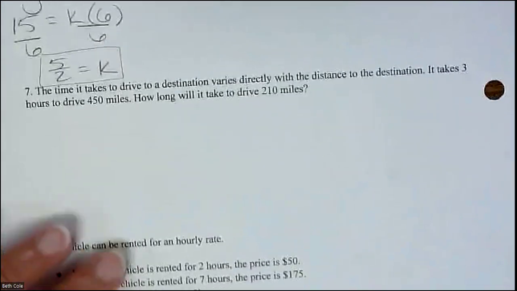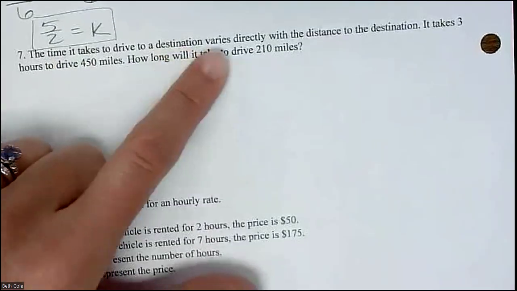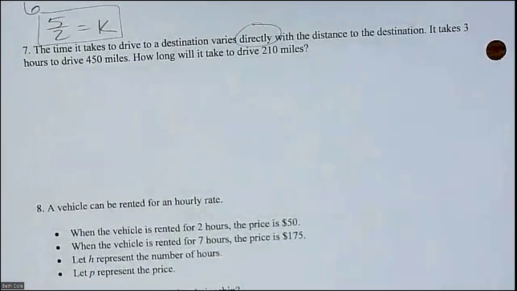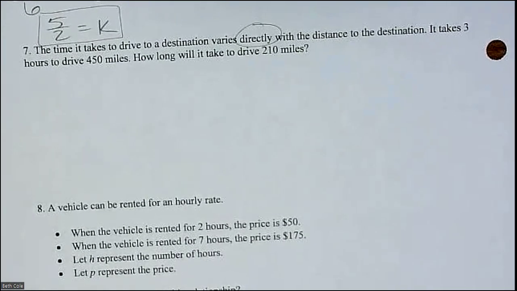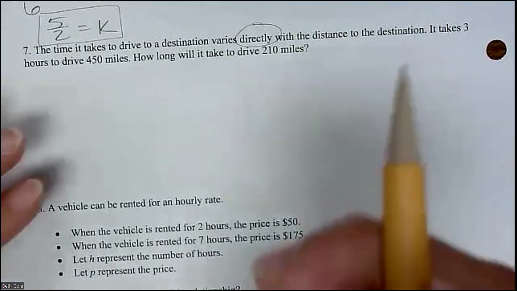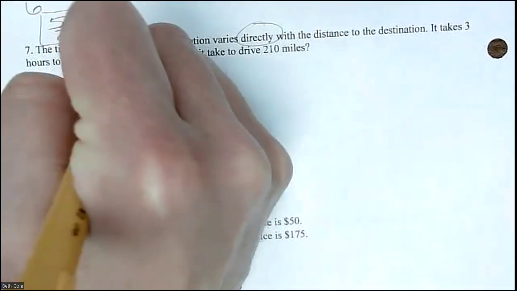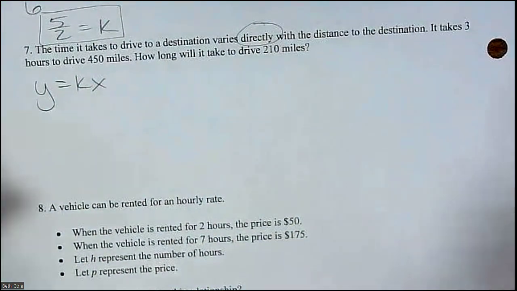All right, and then number 7, time it takes to drive to a destination varies directly with the distance, okay? And that makes sense. The further away something is, the bigger the distance, the longer it's going to take you to get there, right? Like it would take you longer to drive to California than across the street, okay? Further away, longer it's going to take. So it's going to be Y equals KX, direct.